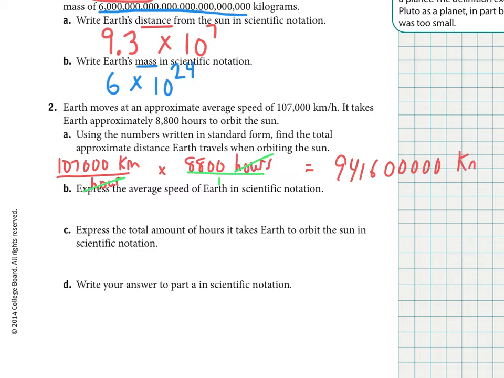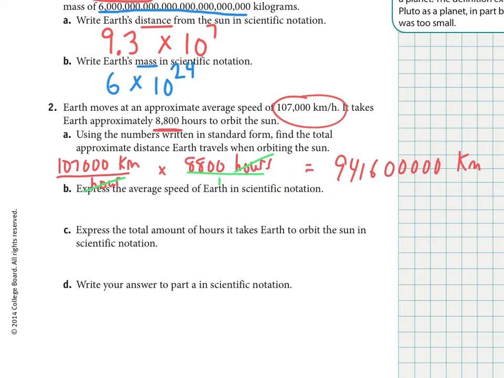And that's going to be a distance, right? That's the distance the Earth would travel. Again, if it's going 107,000 kilometers per hour for that many hours, if we multiply them, it should give us a distance traveled. So a lot of kilometers.